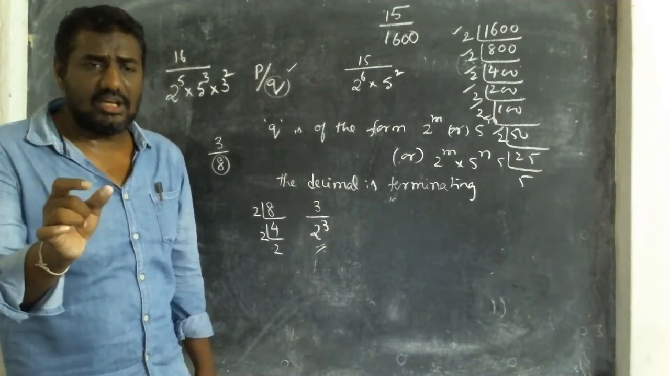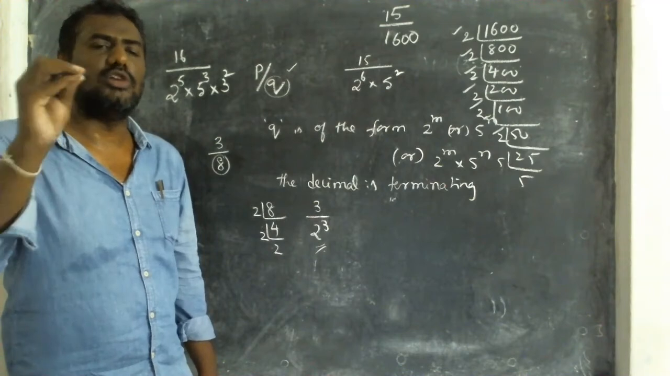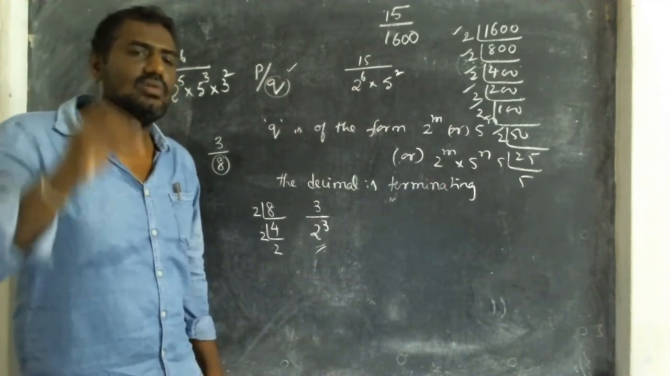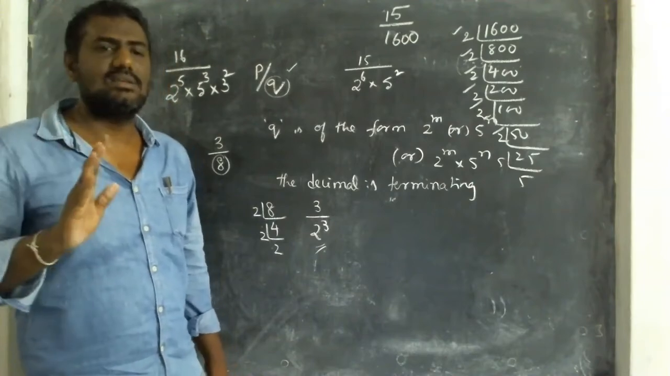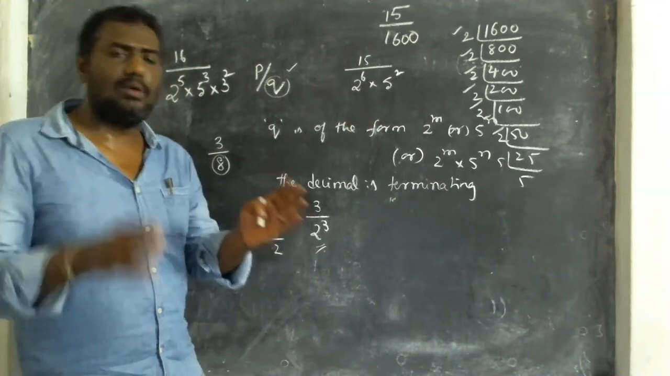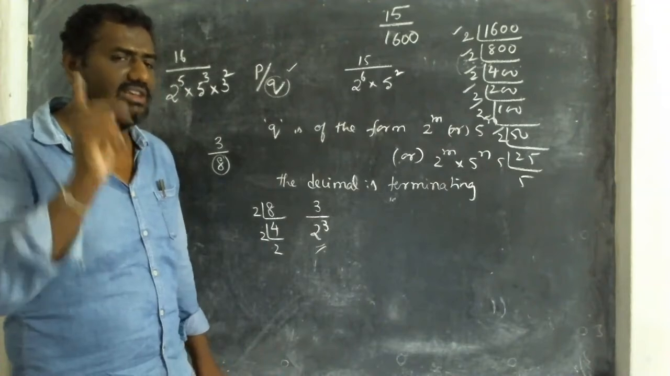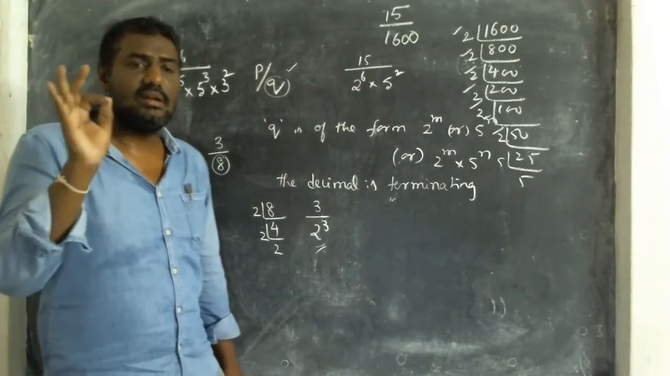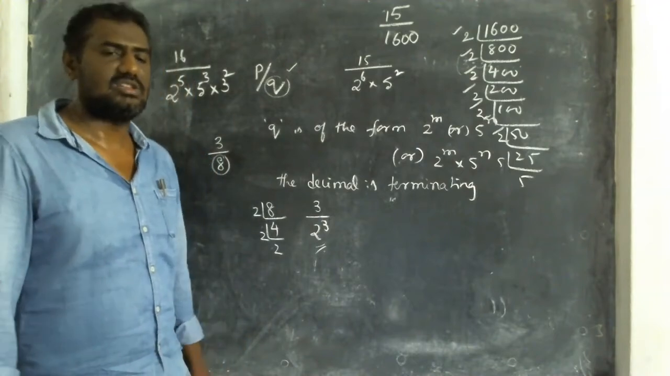When can we say it is terminating? If the denominator is in the form of only 2 power: 2 power 3, 2 power 4, 2 power 6, 2 power 7, only 2 power. Or second chance, only 5 powers: 5 power 2, 5 power 3, 5 power 4. Or third chance, both 2 power and 5 power can be there. There are 3 chances. Other than these 3 chances, if you have any other number, it is non-terminating but repeating, but it is still a rational number.